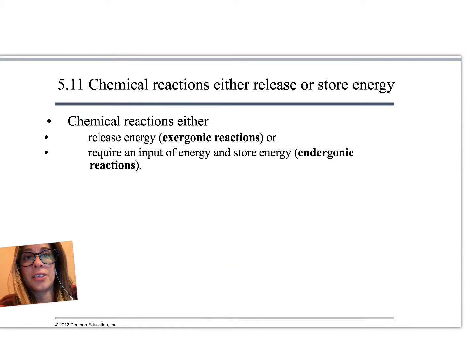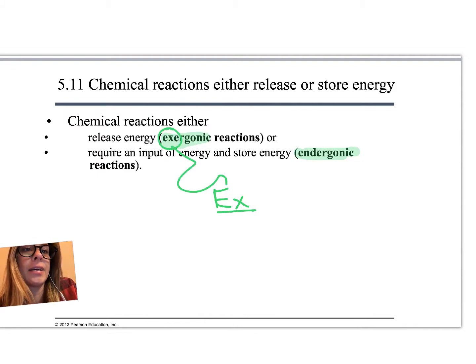So we're dealing with chemical reactions at this point, right? We looked at kinetic energy, and we also looked at potential energy. And now here are some related concepts: the idea of exergonic and endergonic reactions. For exergonic reactions, I want you to think of the X, like exit. These are types of reactions where we're breaking bonds open, and so that energy is exiting, okay?